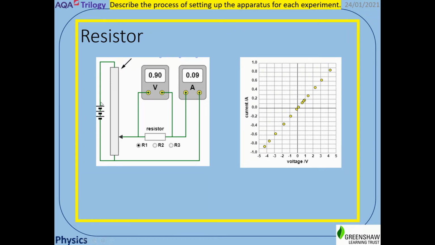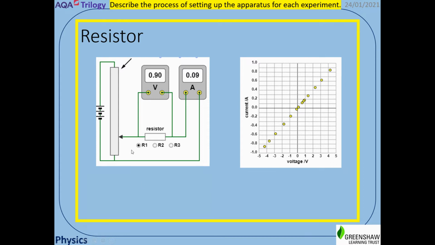So in our circuit, we have got cells which are making up a battery. We've then got a variable resistor, and the reason we've got this variable resistor is so we can vary the resistance, so we can vary the voltage that is going through our resistor. We're then measuring the potential difference over the top of our resistor, and in series we have an ammeter. So the voltmeter is being connected in parallel with the resistor, and the ammeter is connected in series.